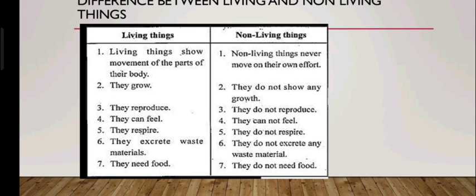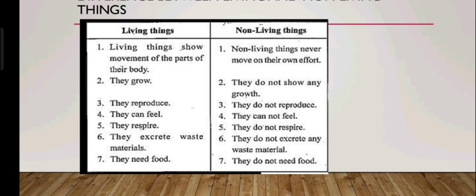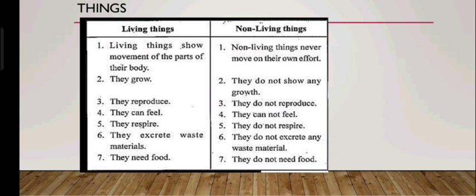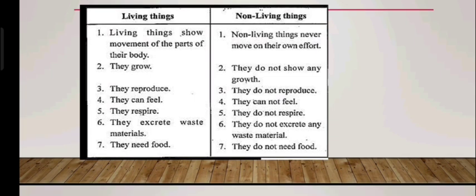Then the sixth point is living things excrete. Excrete means removal of waste products from the body using some organs. In non-living things, there is no excretory system. They will not excrete any material.